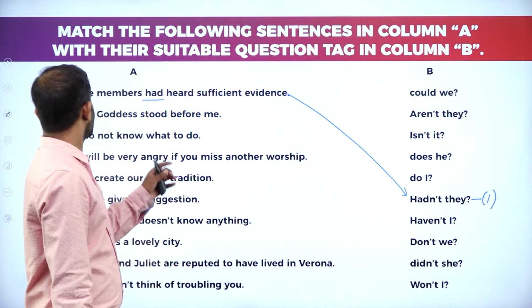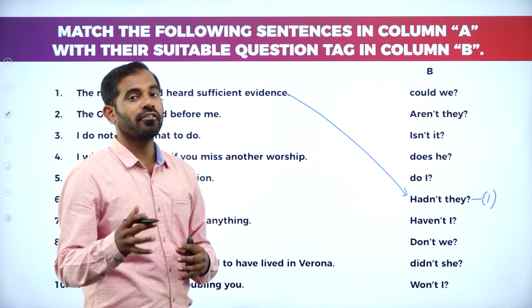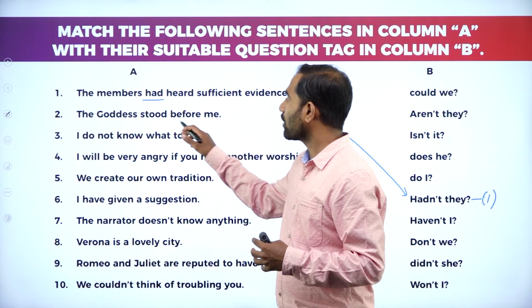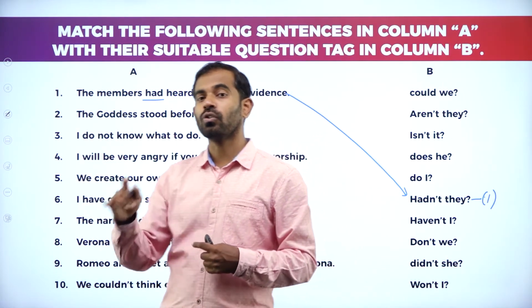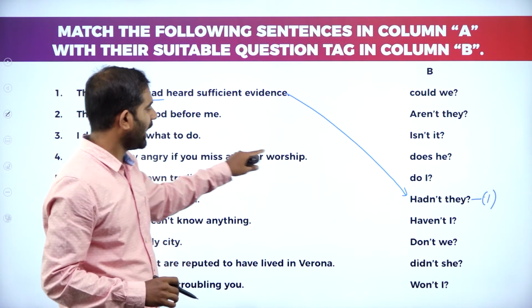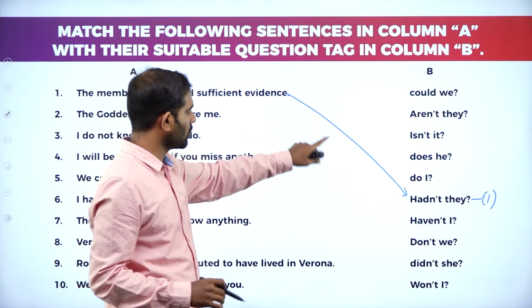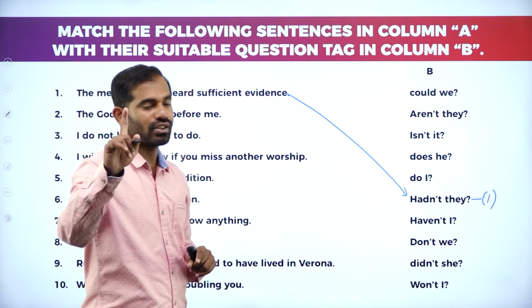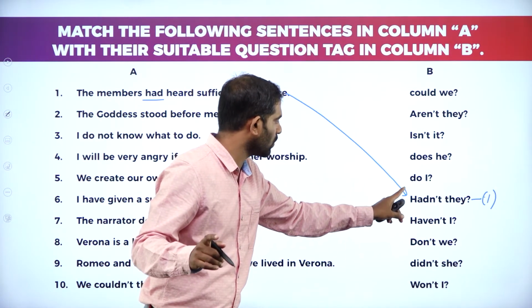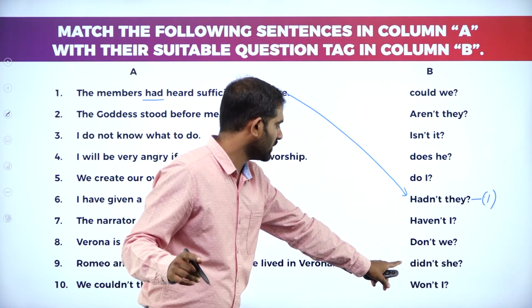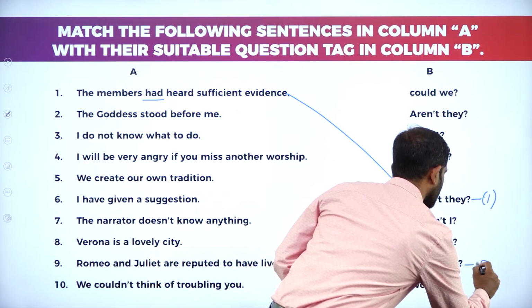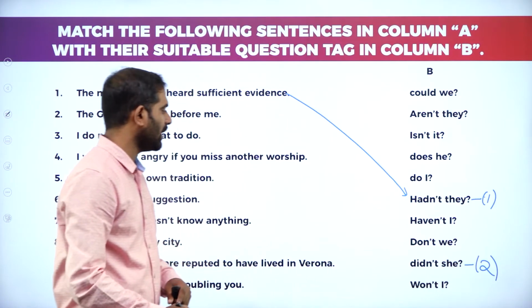Hadn't they? Second one, the goddess stood before me. Stood before me, positive. So there are no auxiliary verbs here. Find out if there is any of it which suits with this. The goddess is singular, so it should be do. Does he? No, not possible. Do I know? Don't we know? Didn't she? So it is didn't she. The second one is didn't she.